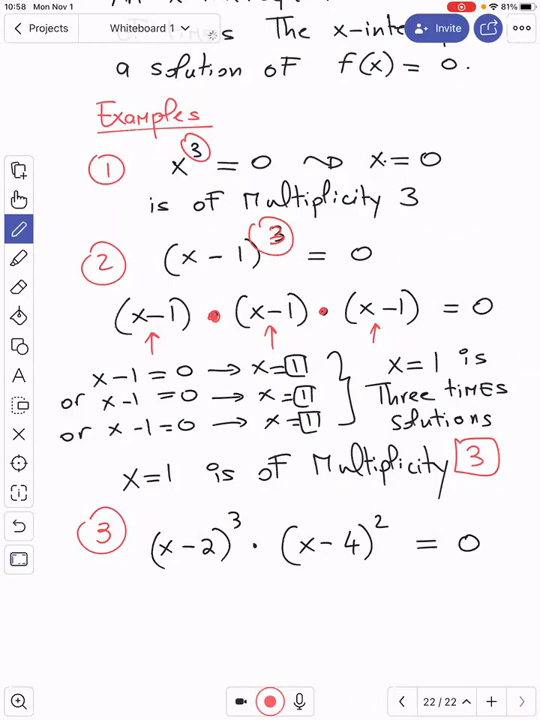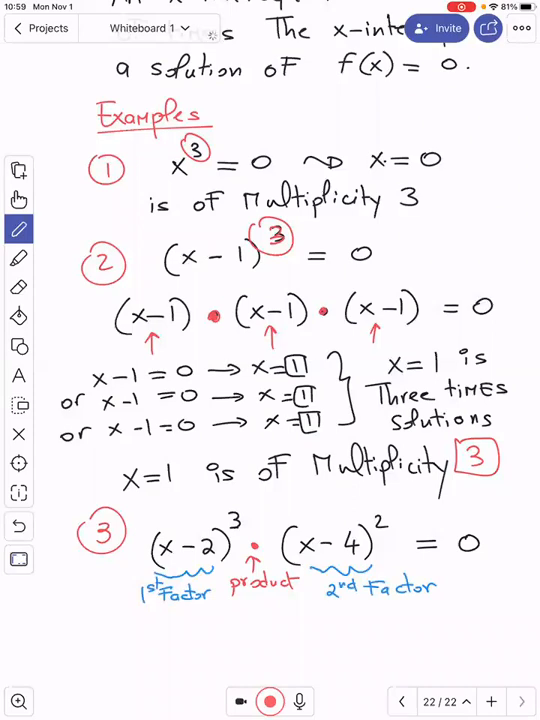Okay, and you want to solve this equation. Because you have this product, (x minus 2) cubed times (x minus 4) squared equal to 0, either the first factor is 0, the first factor being this (x minus 2) cubed, or the second factor is 0.